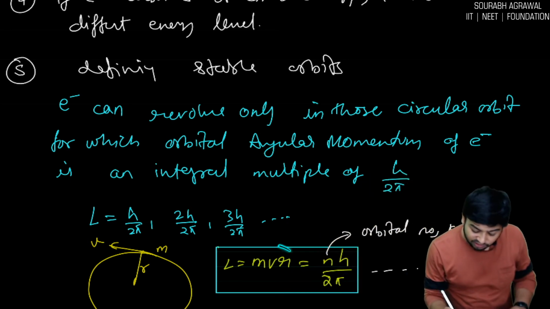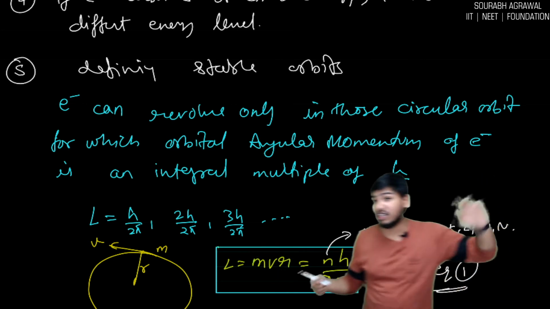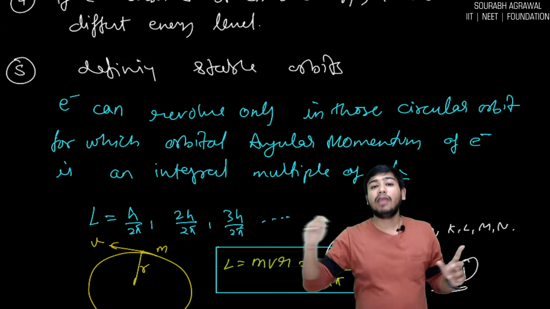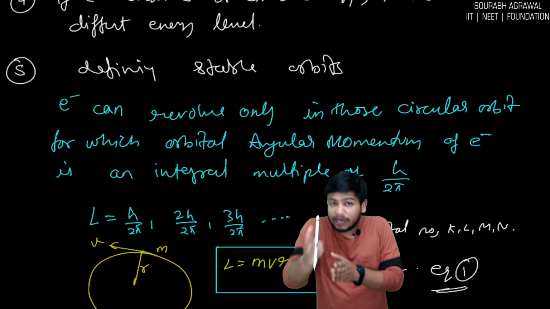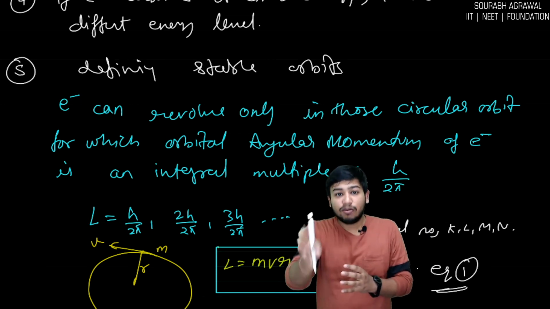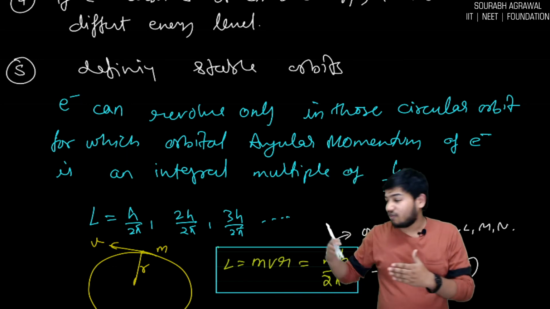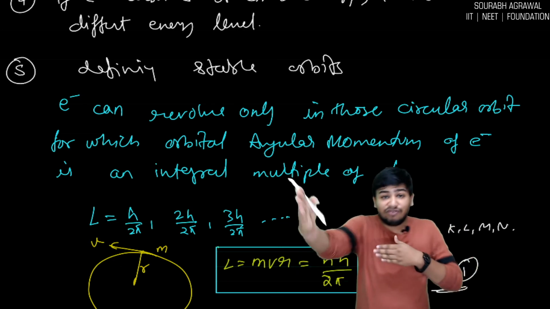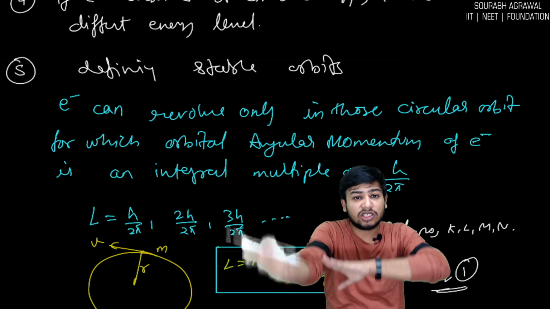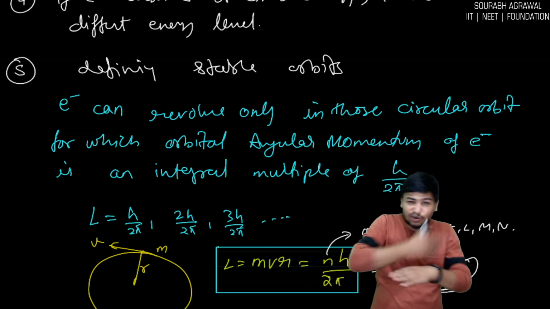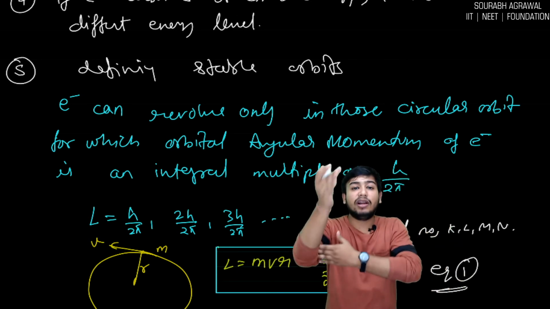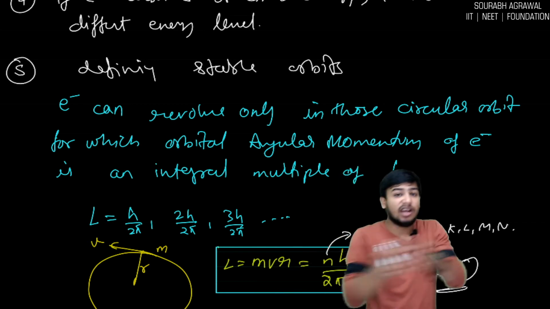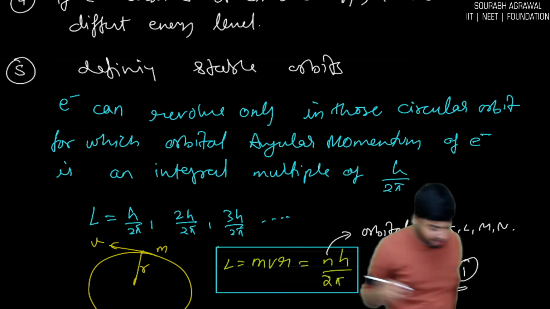What is angular momentum? mvr. We have already seen that. m into v is momentum. For angular momentum, what we are doing? mv into r, when mv and r are perpendicular to each other. So we are taking that it is a circular orbit. So for a circular orbit, orbital angular momentum is mvr.